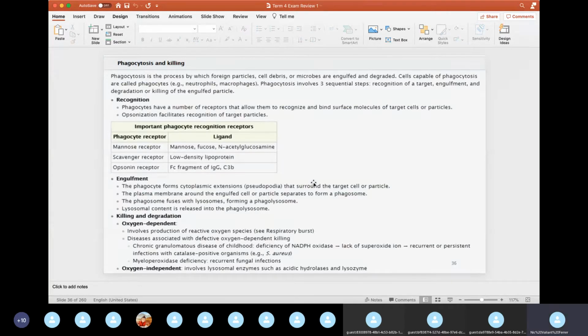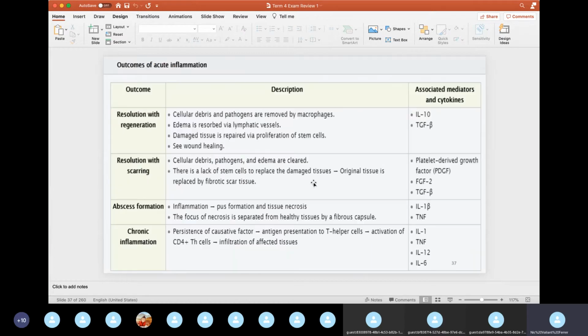All right, phagocytosis and killing. In the end, you have phagocytosis. You have recognition of a target, engulfment, and degradation of the engulfed particle. What's high yield here? Killing and degradation, oxygen dependent and oxygen independent. Which is better? Oxygen dependent, right? Don't forget your respiratory burst. There's an immunodeficiency, your CGD, deficiency of your NADPH oxidase.